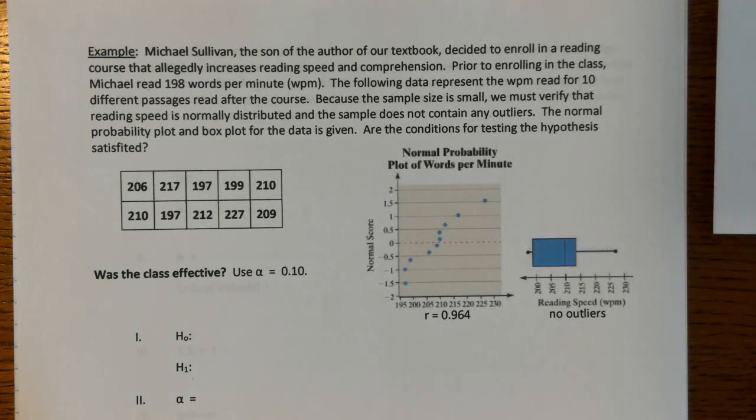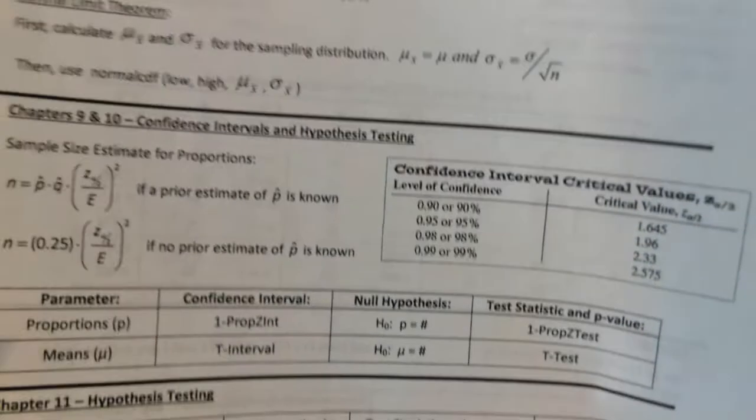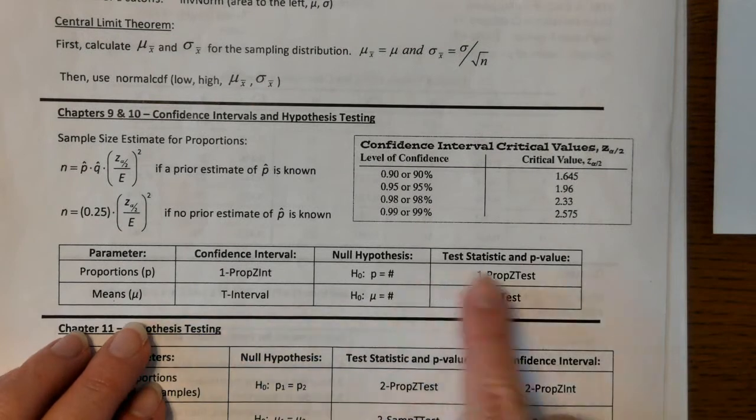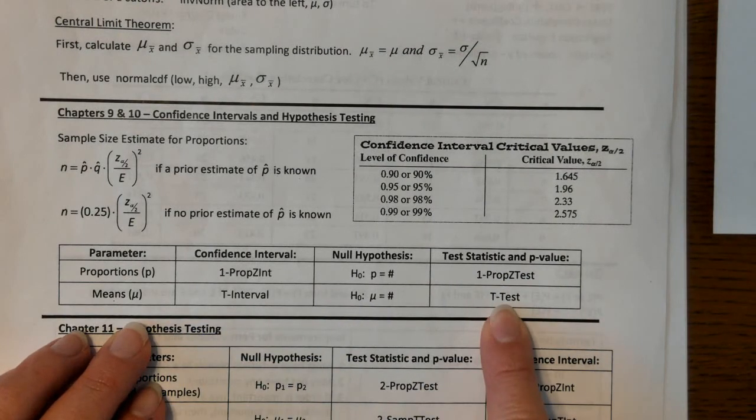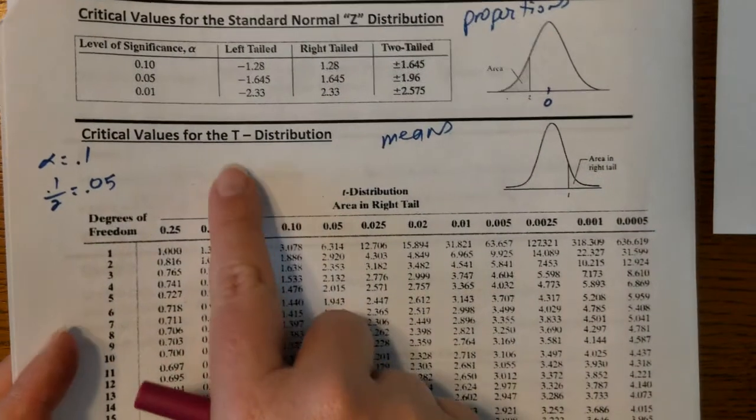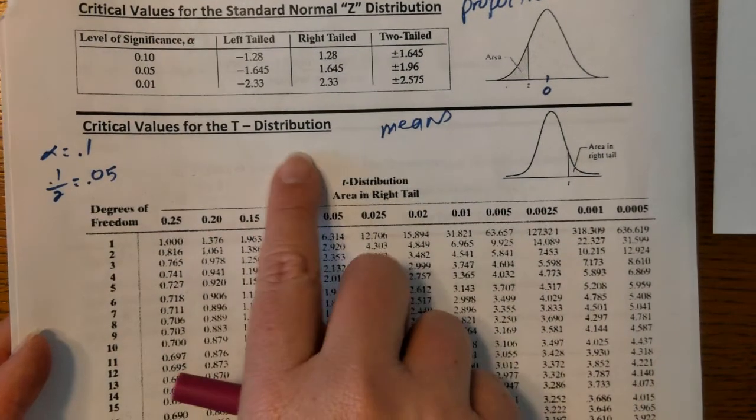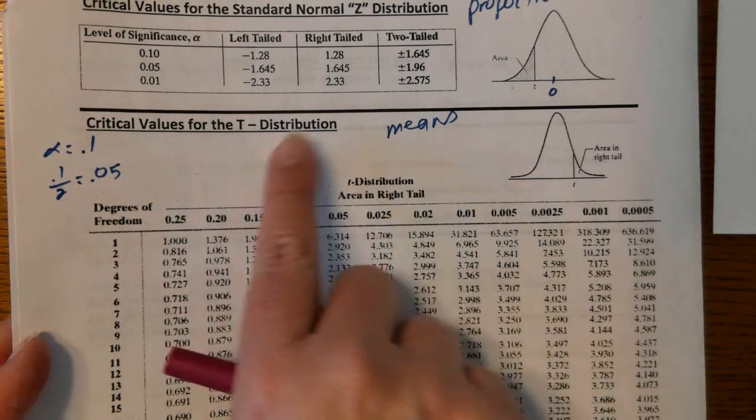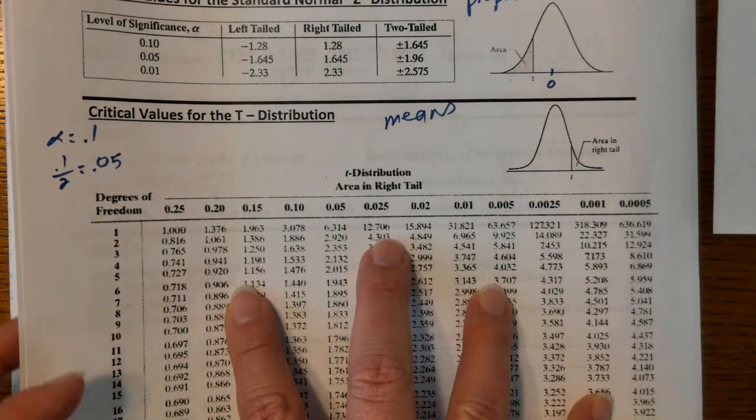Let's look at a couple more examples of hypothesis tests using means, okay? Remember, when we're using hypothesis tests with means, we will be using the t-test feature in our STAT TEST menu. And to get our critical values, we will be using this chart for the t distribution. When we're working with means, use the t distribution.